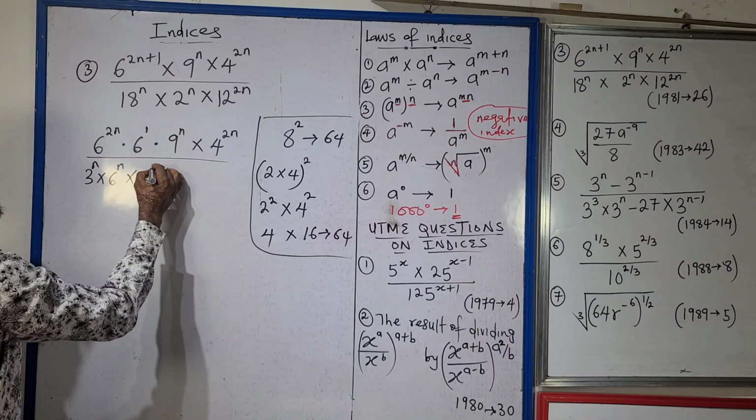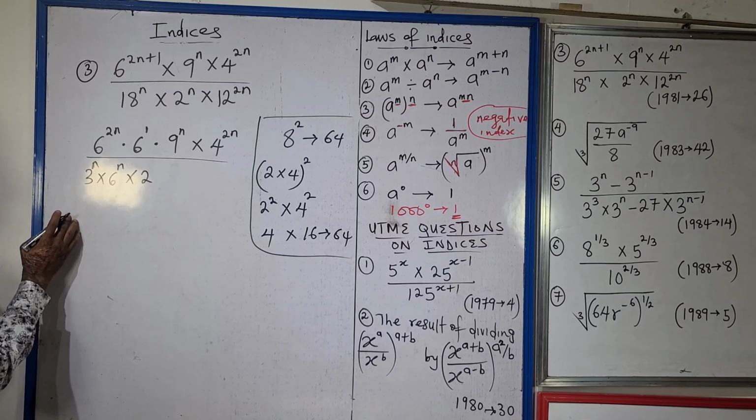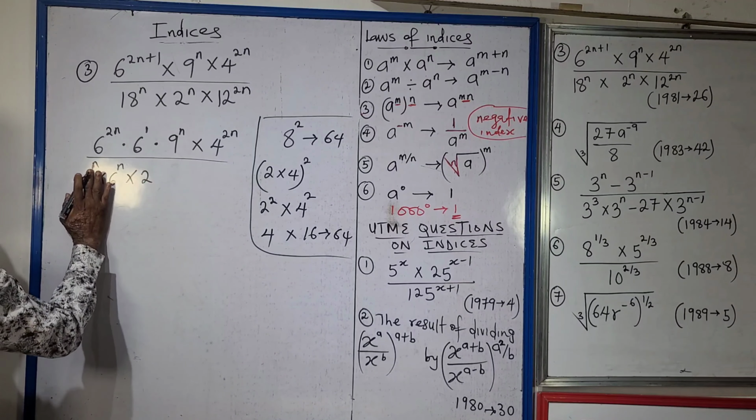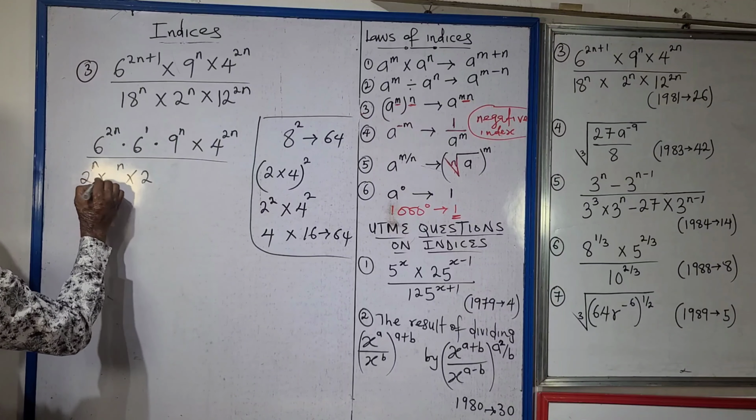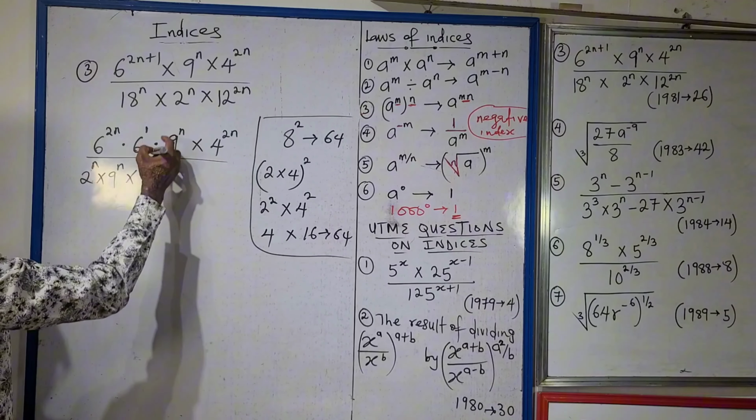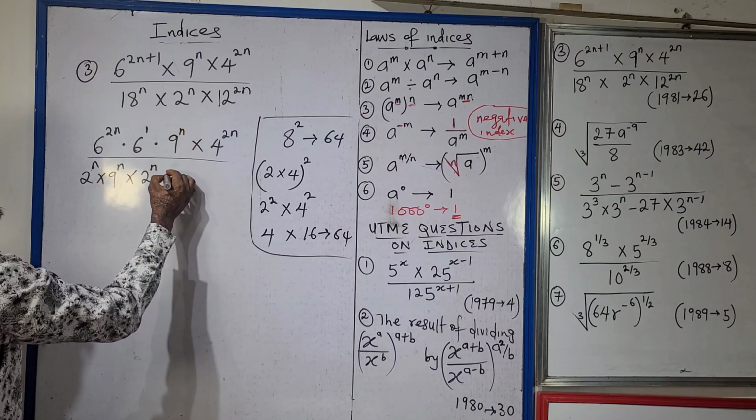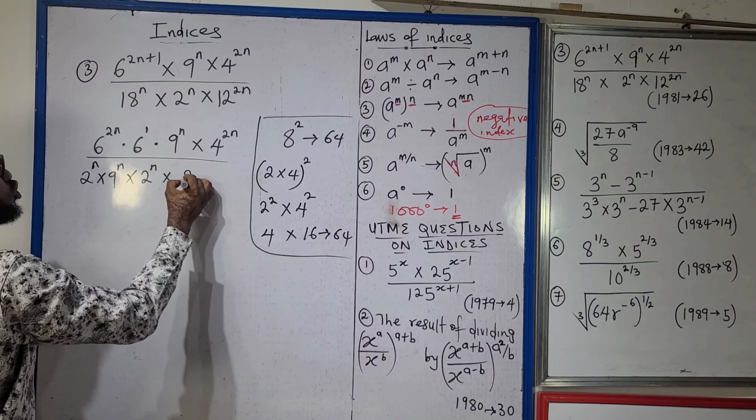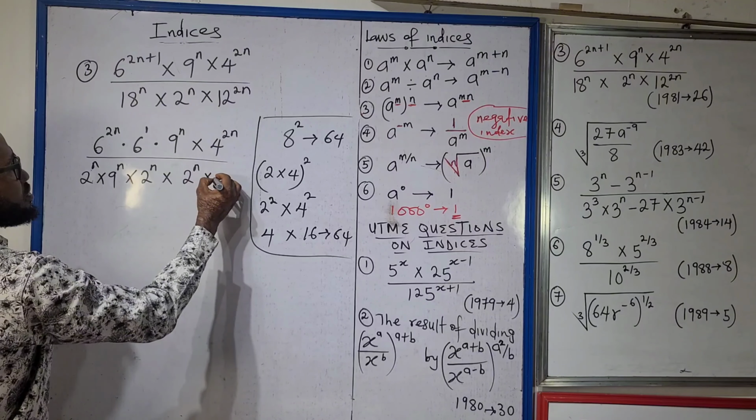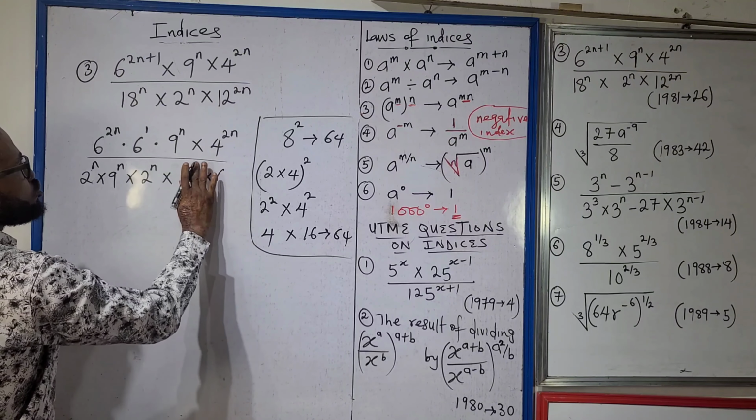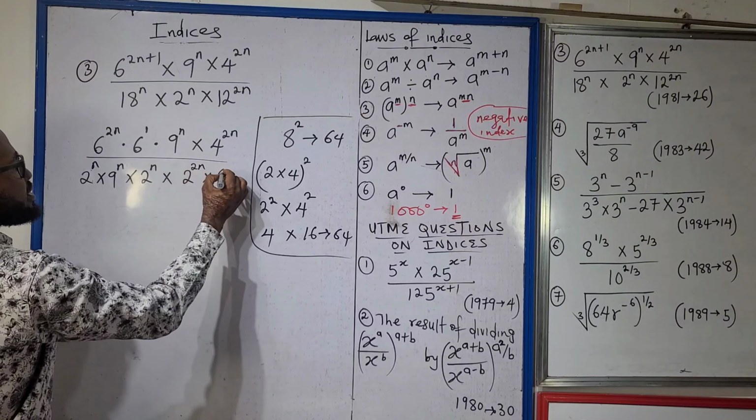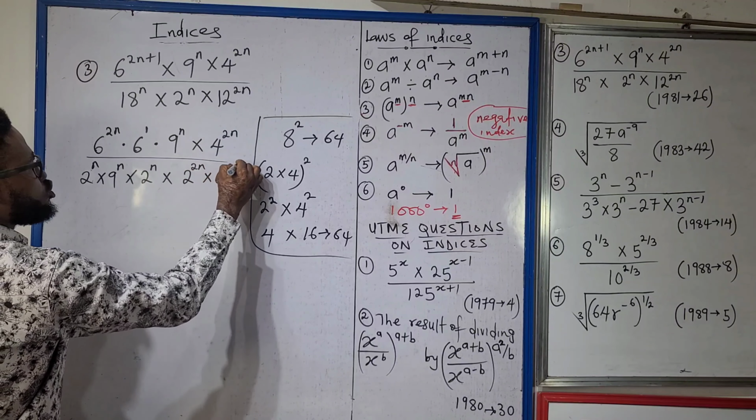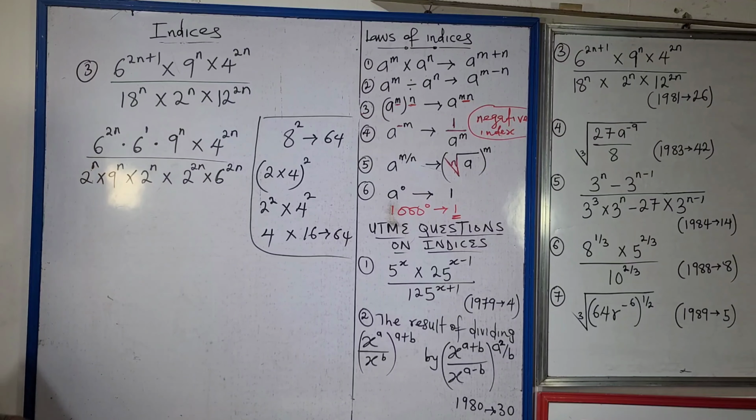Or we could go 2 times 9. Let's go 2 times 9. Then we have 2 raised to power n here times 12, which will mean 2 raised to power n times 2 raised to power 2n times 6 raised to power 2n. I'm beginning to see patterns that I'm okay with.